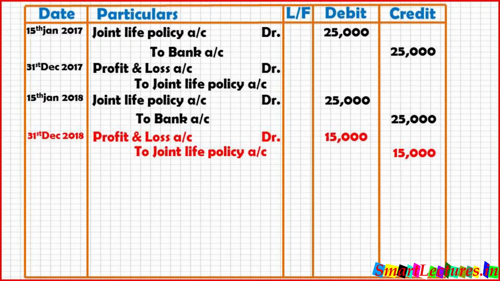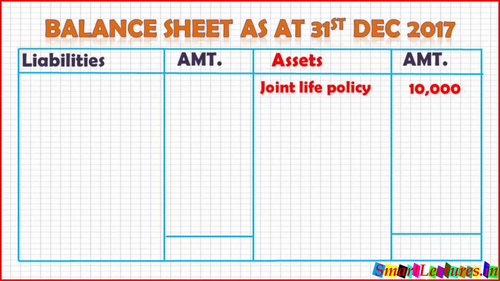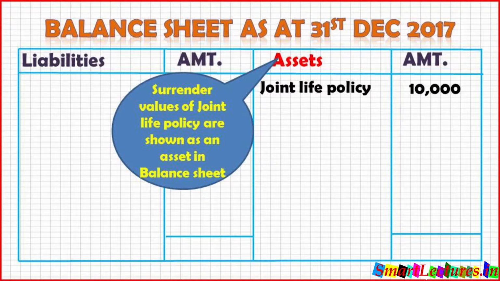It means on 31st December, in the profit and loss account, on the debit side, joint life policy 15,000 rupees will be shown, and in the balance sheet it will be shown as joint life policy 10,000 on the asset side, because this will be shown as an asset. That's why this method is called the asset method, because the surrender values of the joint life policy are shown as an asset in the balance sheet.